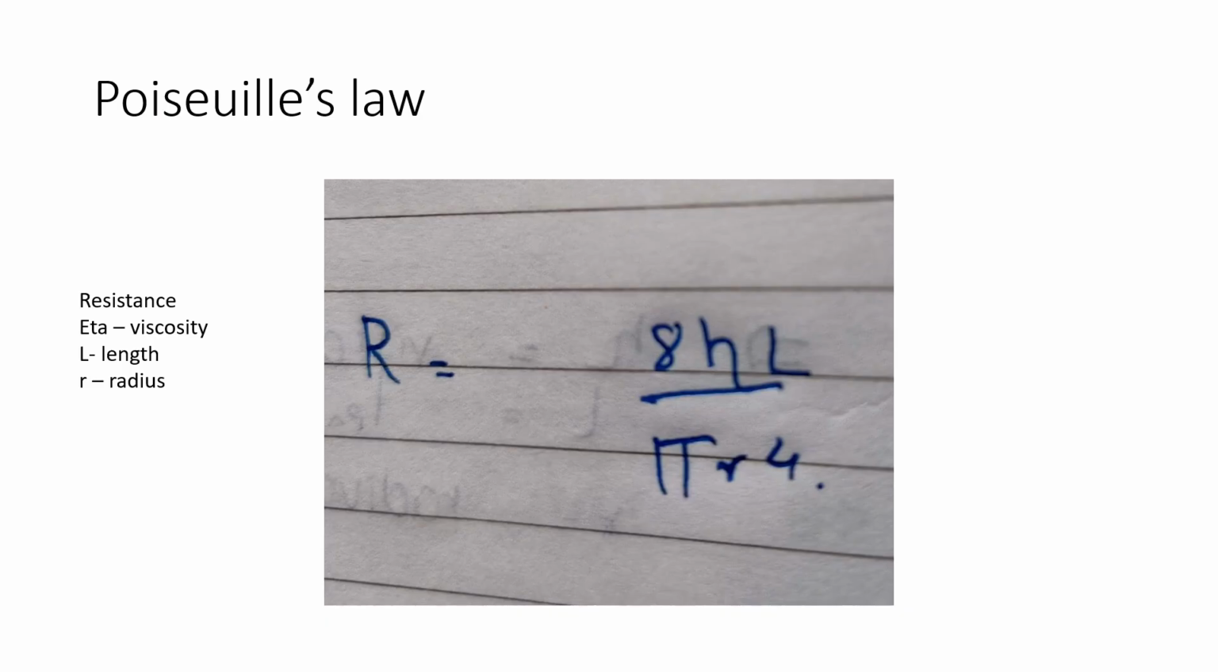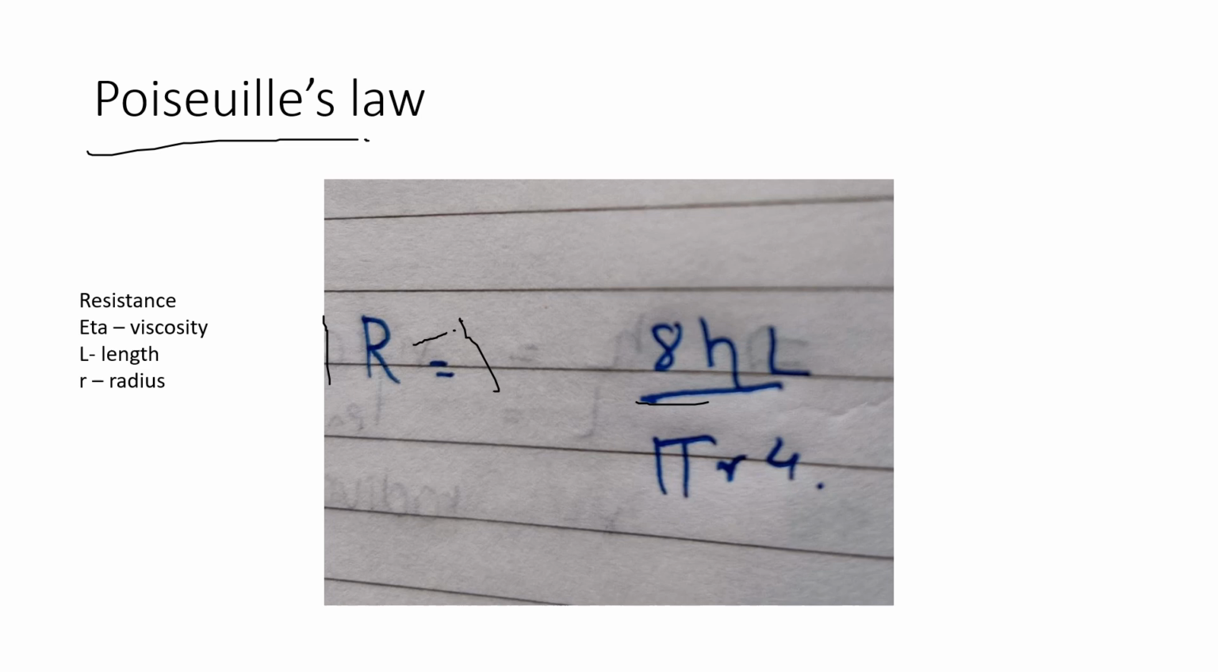Guys, actually I don't know how to pronounce this. Is it Poiseuille's law? Whatever it might be, it is important. So resistance, this capital R, is equal to 8 times eta times L divided by pi r raised to the power 4.